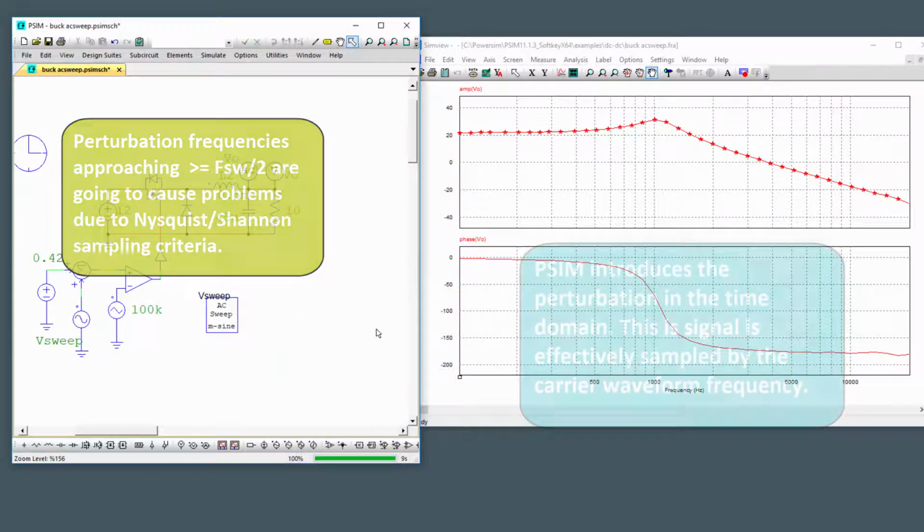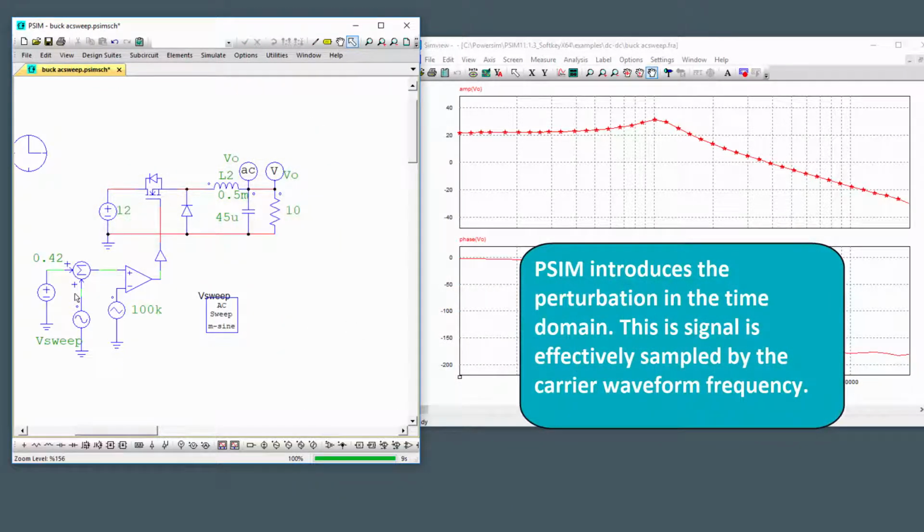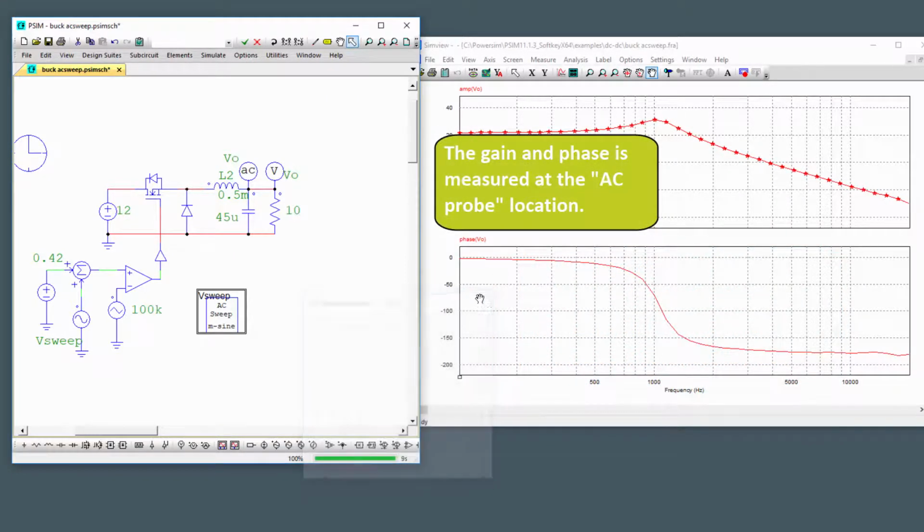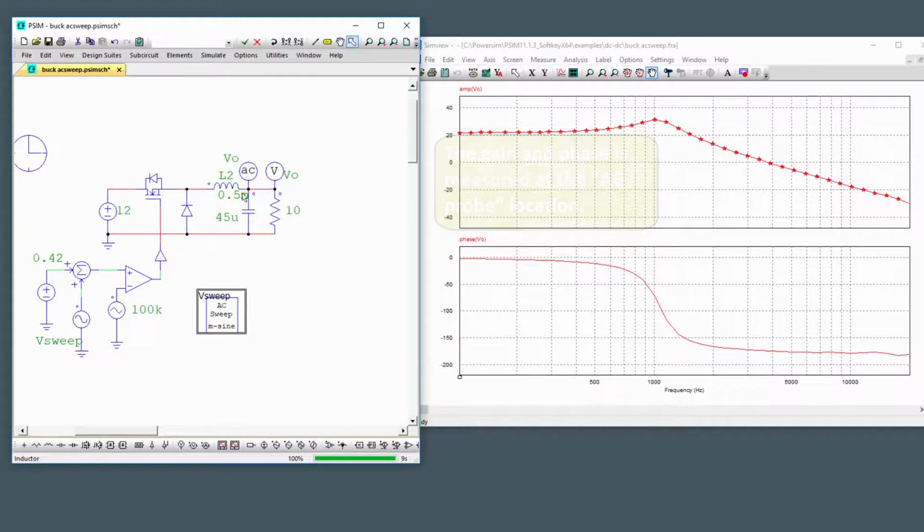What we need to remember here is that PSIM is introducing a frequency at each one of these frequencies that we've identified. So between 100 and 200, at each one of these points here, we've injected a frequency. And then on the output voltage here, we're measuring that response. So we're seeing a gain and phase change versus the frequency wherever we inject.